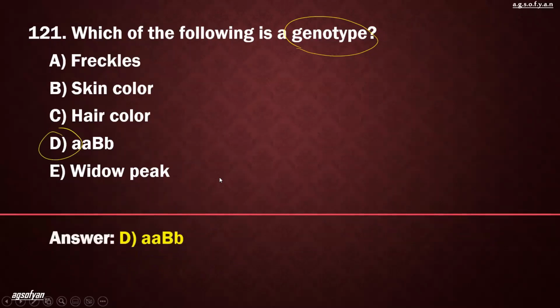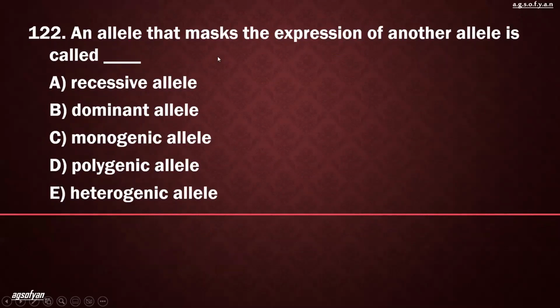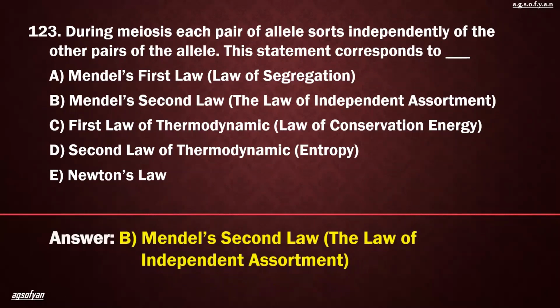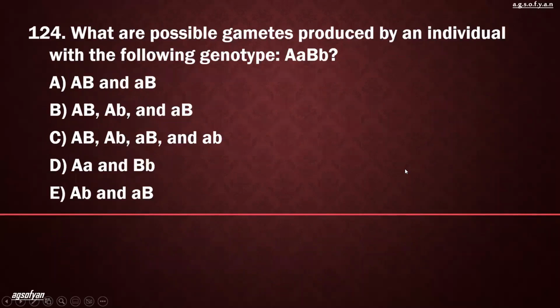So that's the answer. An allele that masks expression of another allele is called... So this one becomes dominant, because it masks the other allele. So it's going to be the dominant allele. Good job. How about this one? During meiosis, a pair of alleles sorts independently of the other pairs of alleles. This is the first statement, and it's memorization. This is called independent assortment, which is the second law of Mendel. It's just memorization.